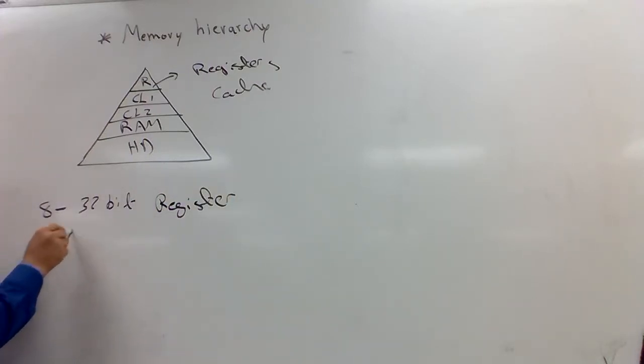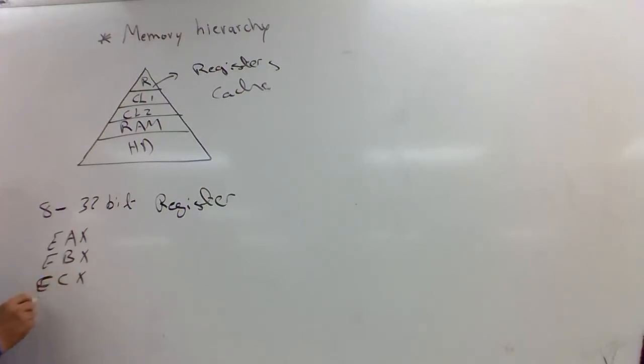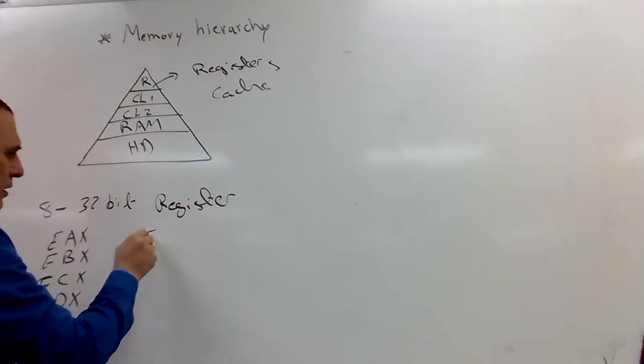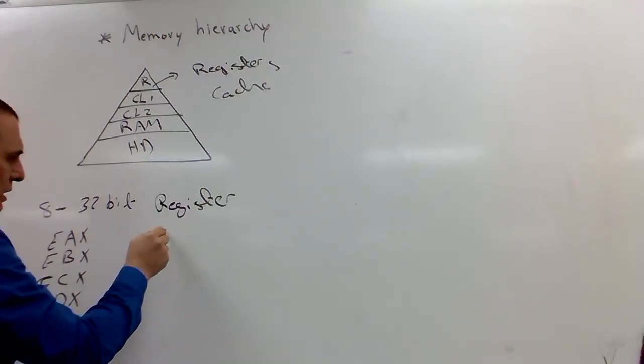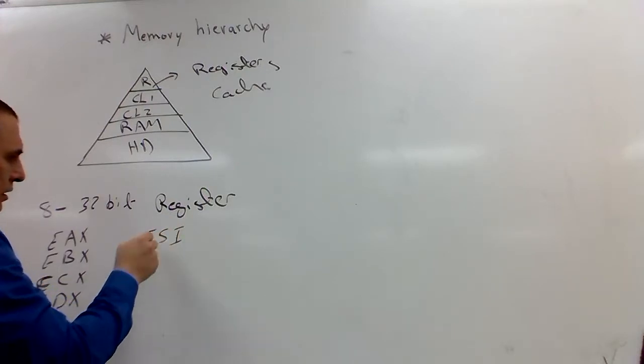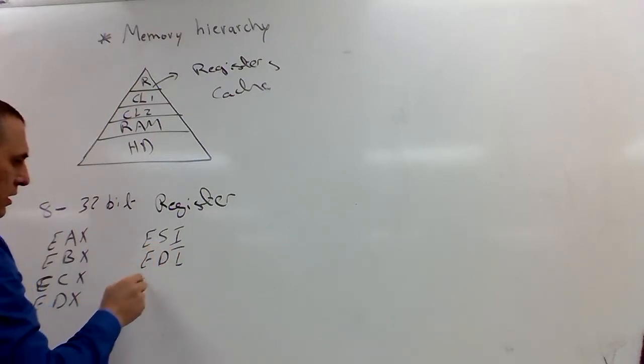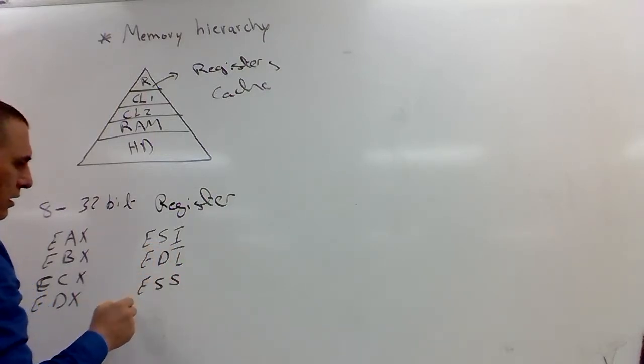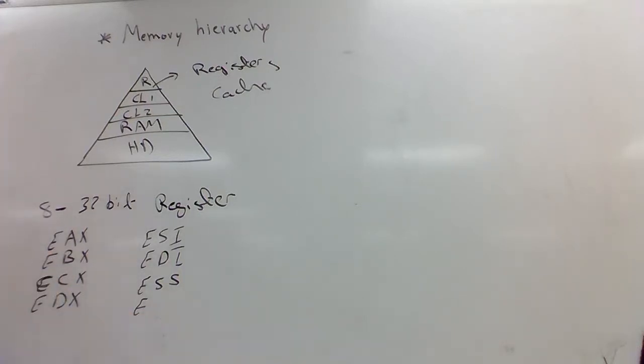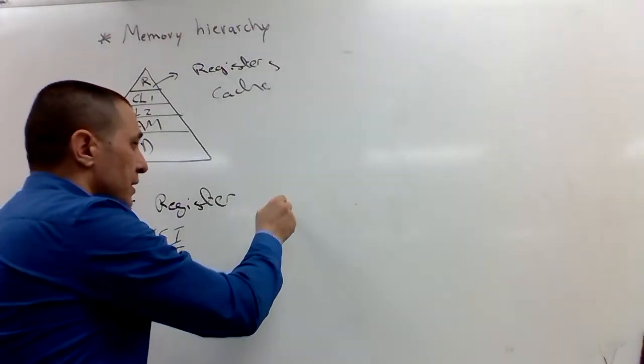We have EAX, EBX, ECX, EDX, and ESI, extended source index, extended destination index, and I think stack, and what was the last one? I forgot. But those are the eight 32-bit registers.